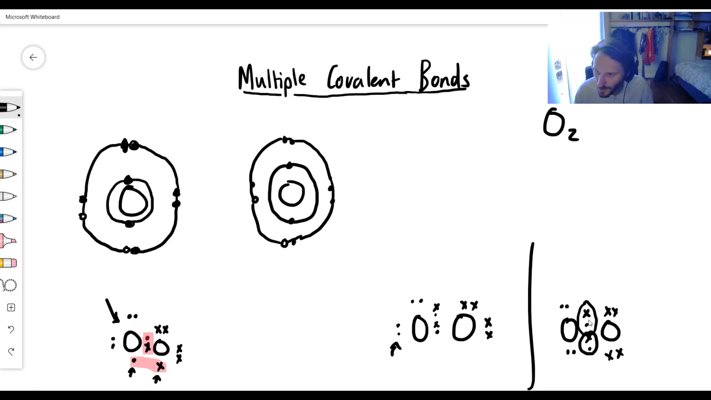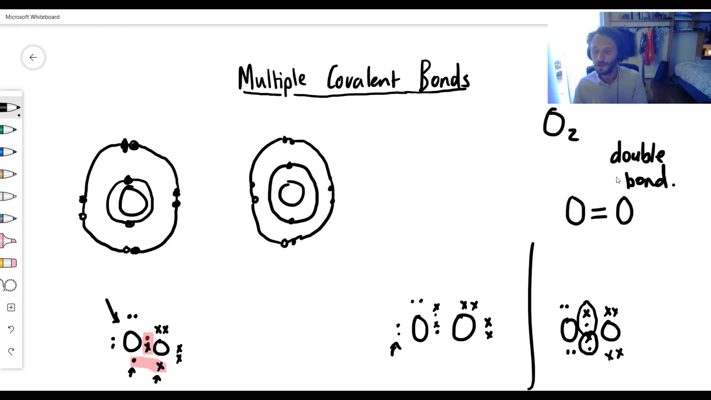And remember that if we had to represent this in another diagram, a line represents a pair of shared electrons. So in this case, there would be a double line, in other words, a double bond. And this is where double bonds come from. So this is an example of multiple covalent bonds with the molecule oxygen.